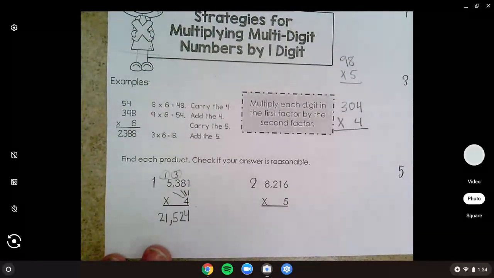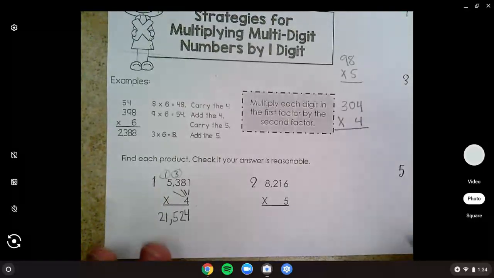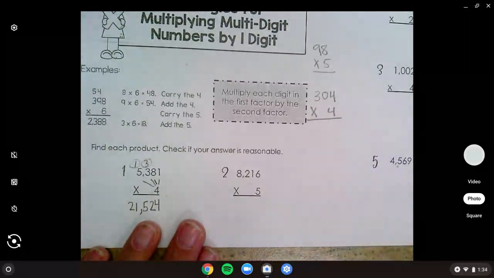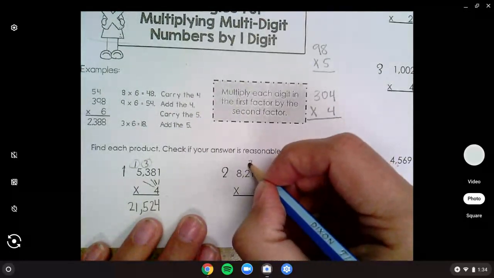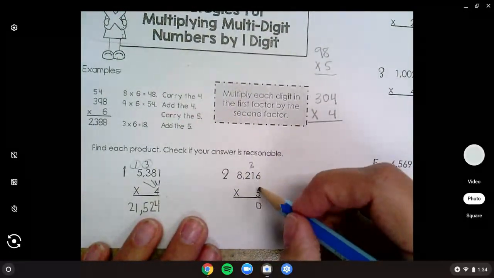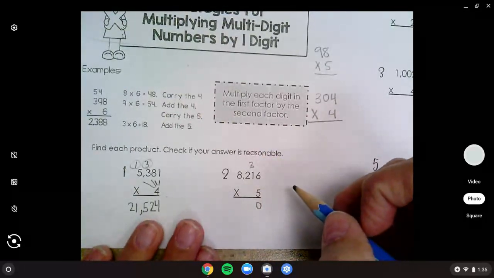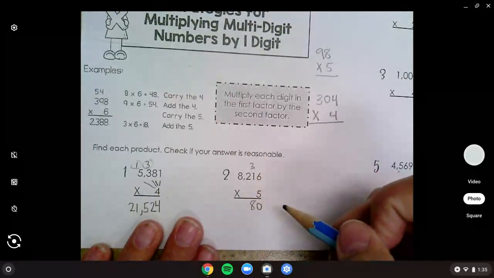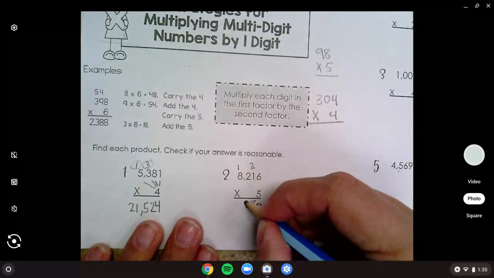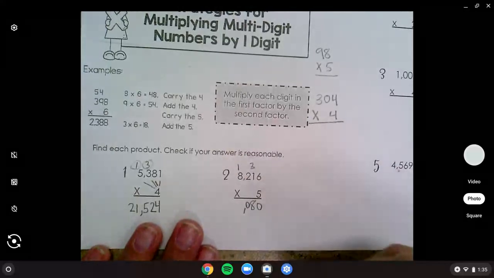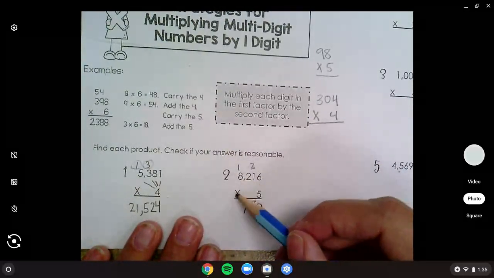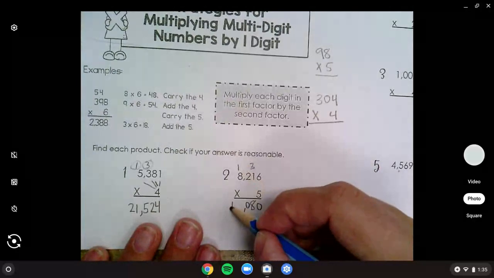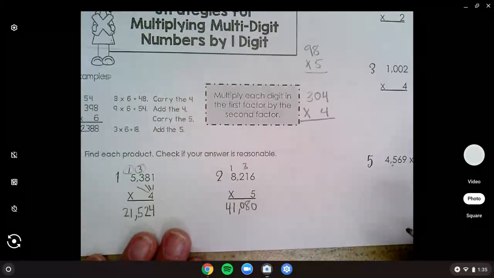So pause the video while you are working, and unpause when you want to check just number 2 to start. All right, so number 2, you should have done 6 times 5 to get 30. Carried your 3 and left your 0. Then we do our tens. 5 times 1 is 5. Adding 3 more, 5, 6, 7, 8 tens. Now to find out how many hundreds. 5 times 2 is 10. So I carry my 1 and leave my 0. I have 10 hundreds, but I carry that over into my 1,000. Now, 8 times 5 is 40, and I add one more to get 41,080.